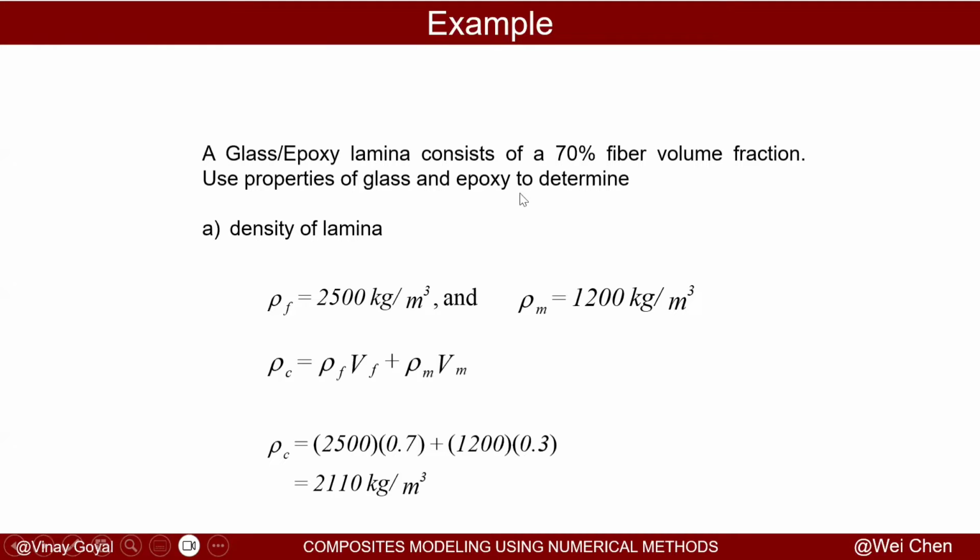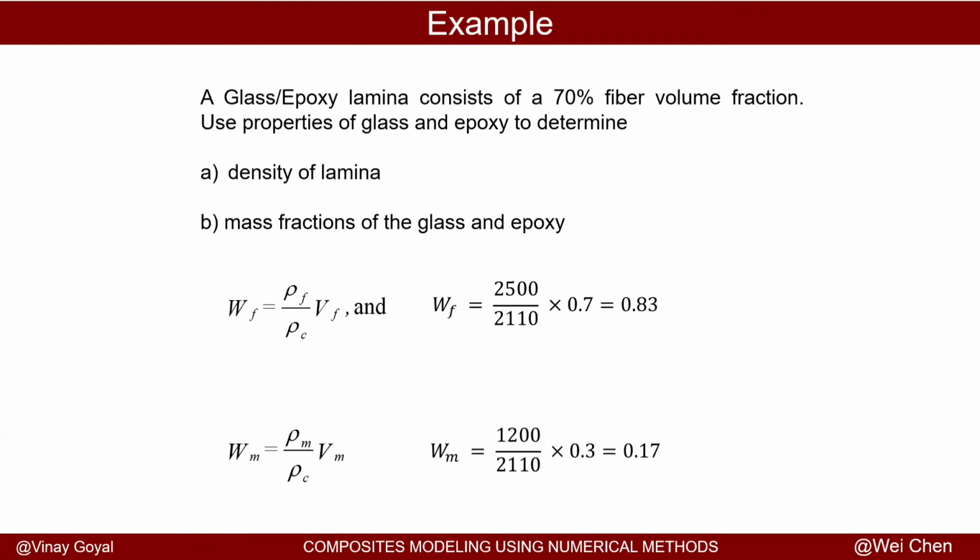And I know that the volume fraction is 70%, so therefore the volume fraction of the matrix is 30%. So I can just plug in the numbers directly and find that the composite density is 2,110 kilograms per meter cubed. I can also determine the mass fractions of the glass and epoxy.